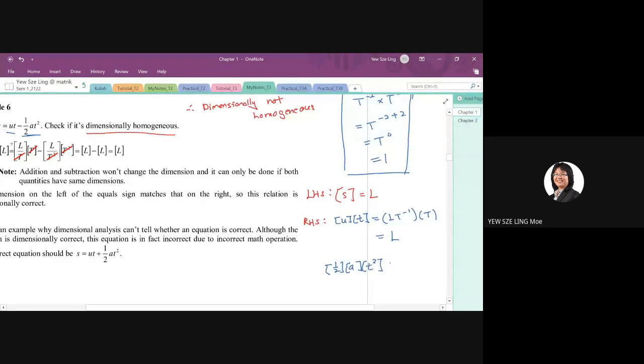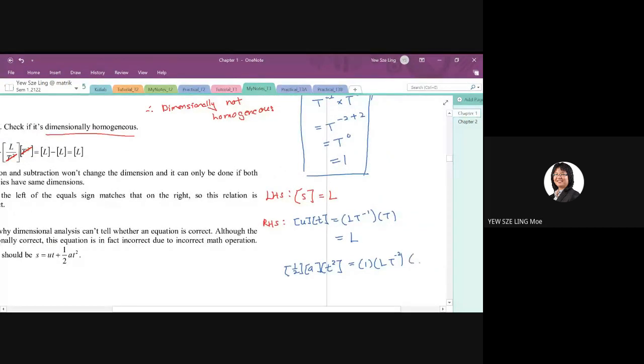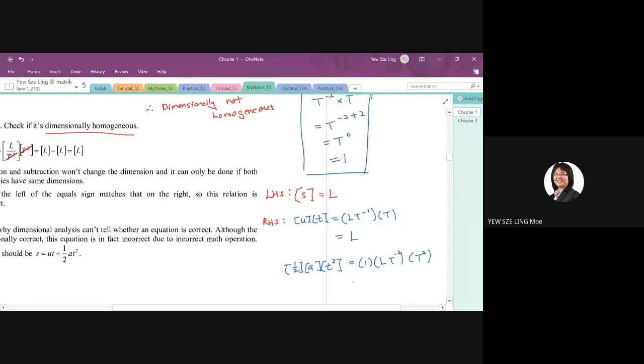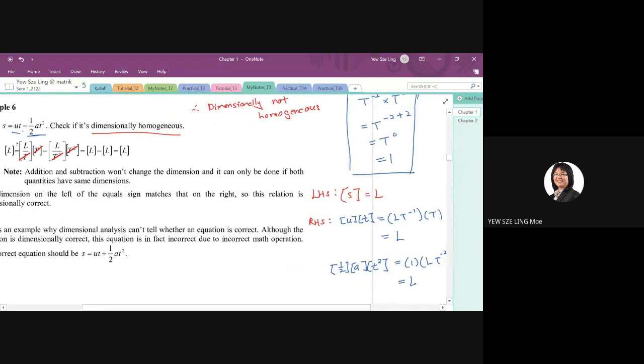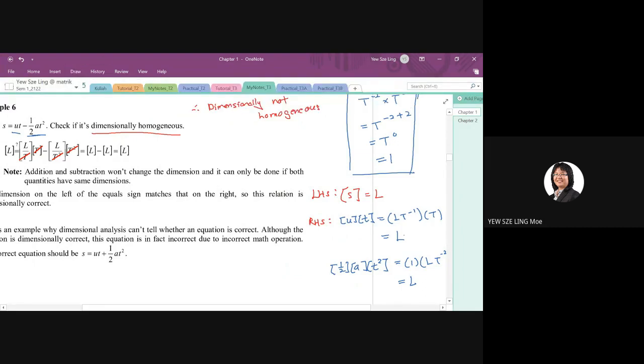So 1 over 2 AT squared is then equal to 1, and then A is LT negative 2, and then this T again is T squared. All right, so eventually you're going to get L. So you split it, okay? You don't have to combine them together. You don't have to combine UT minus half AT squared into one. You can split the UT as one part, half AT squared as one part. And then what are you going to do next?